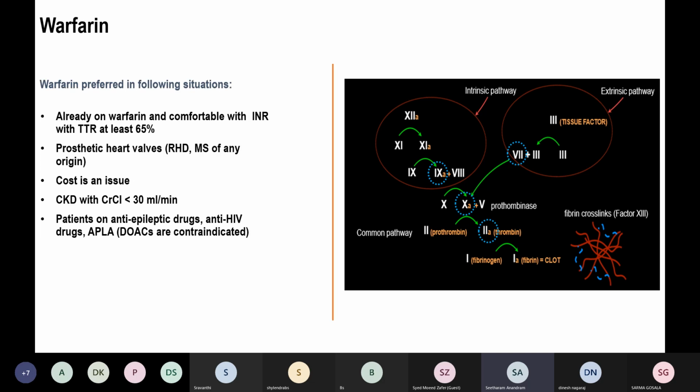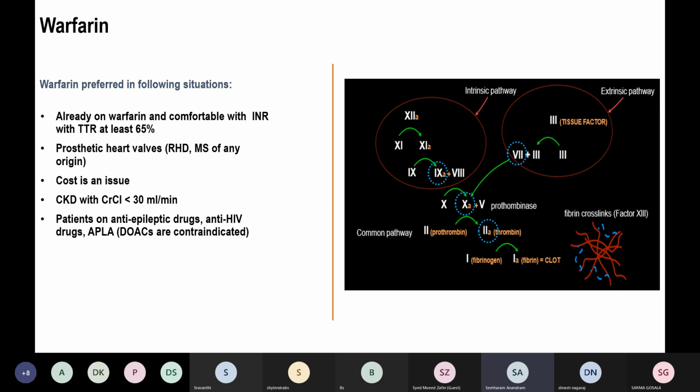There are still a few conditions where warfarin is preferred over DOACs, which probably most of us are familiar with. The first one is if people are well established on warfarin, then you may argue that you could continue with them. When we say it's well established, what we need is that time in treatment range should be at least 65% of the time.